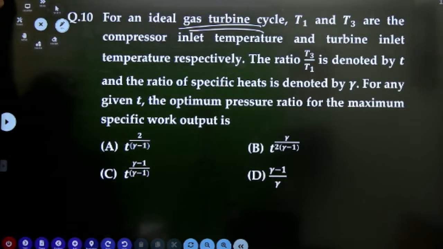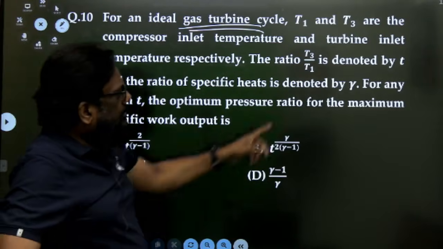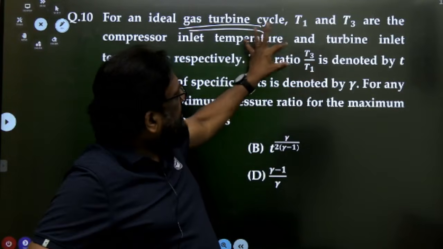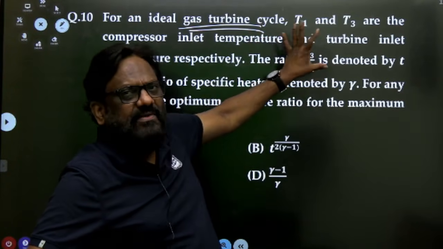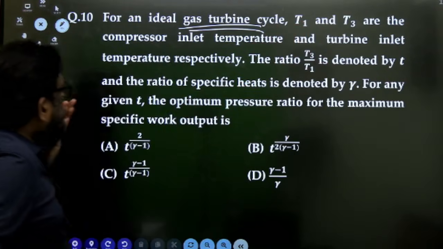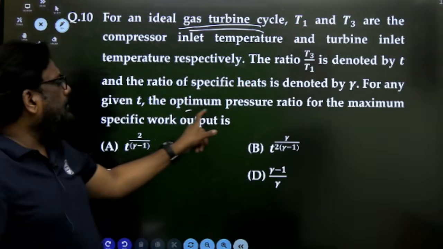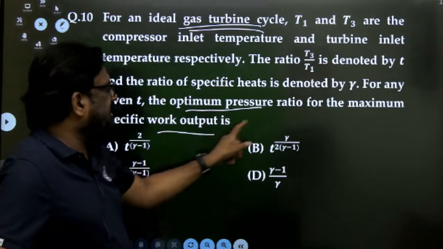For any given value of t, the optimum, what do you mean by any given value of t? It means my T3, T1 are fixed. Given means this ratio is fixed, my T1, T3 are fixed. Okay. So what is he asking? The optimum pressure ratio for maximum work output.